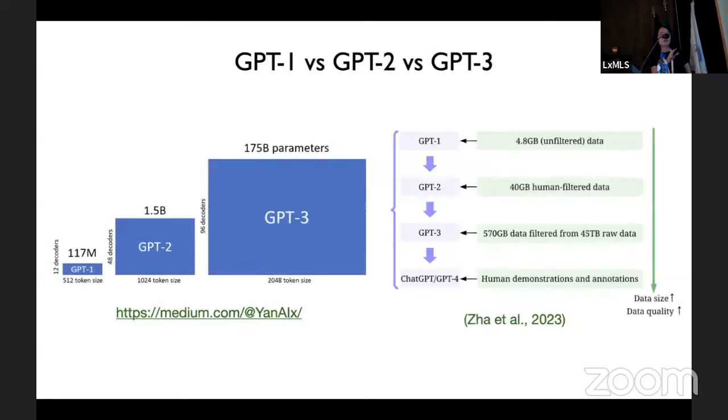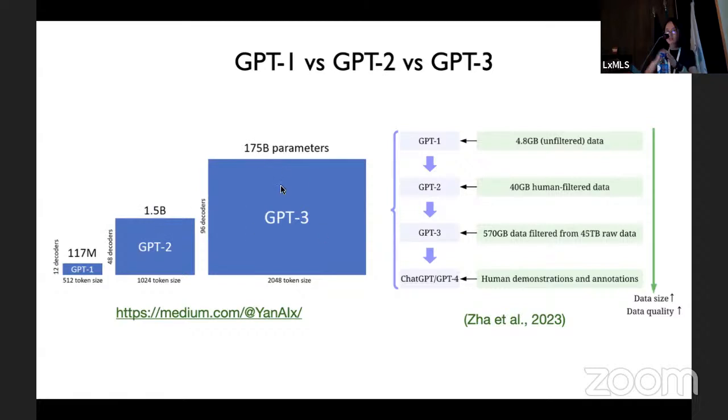So I put some figures here to help you understand this leap from GPT-1 to GPT-2 to GPT-3. GPT-1 has only 12 layers and a 512 context length. That's basically the same as BERT. GPT-2 used 48 decoder layers, and the context length was increased to 1024. And the largest GPT-2 model is 1.5 billion parameters.